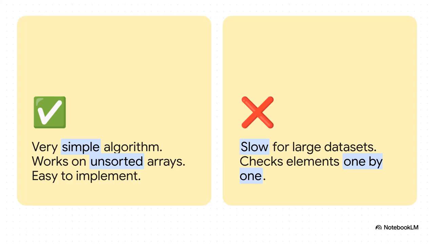And this really gets us to the core trade-offs. On the plus side, it's incredibly simple to understand and write the code for. And this is a big one. It works on data that's completely disorganized. But the downside is just as obvious. If you have a massive list, say 1,000,000 items, this thing can be painfully slow because it might just have to check all 1,000,000 of them.